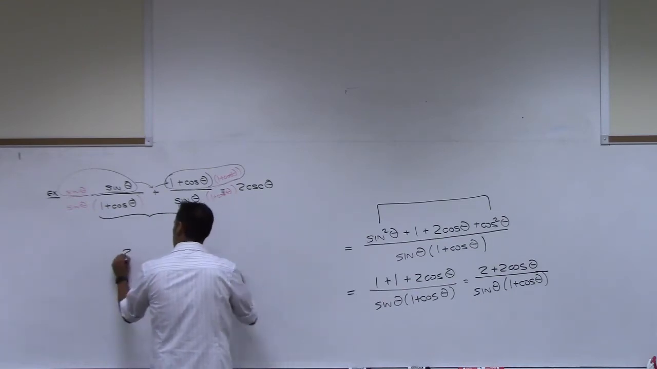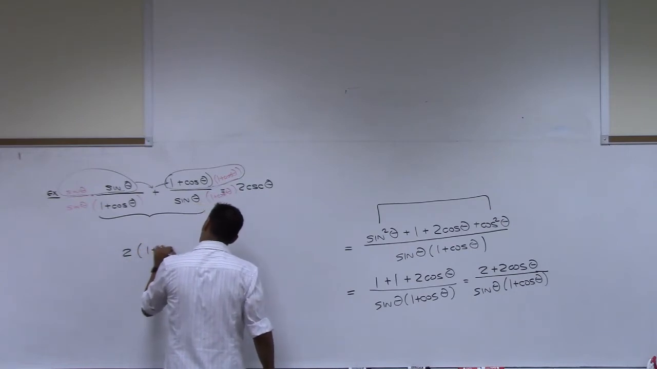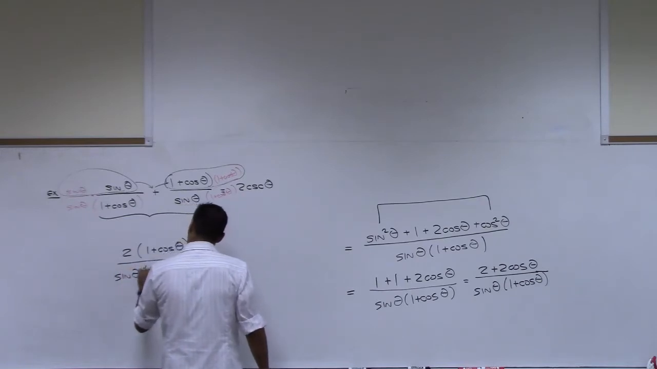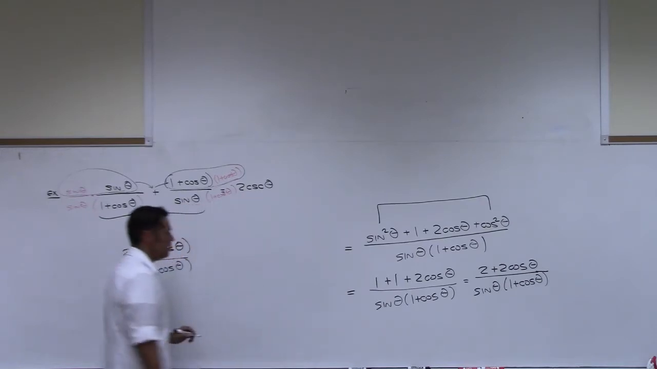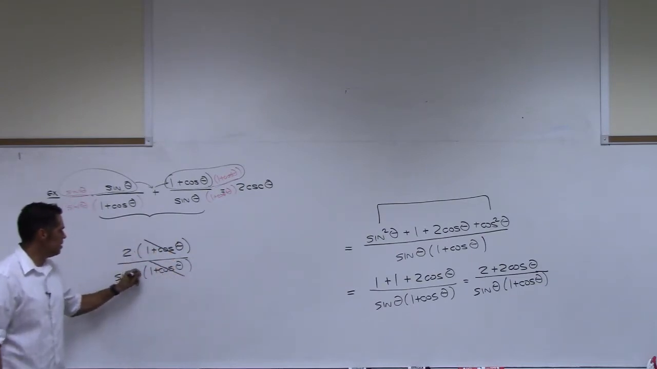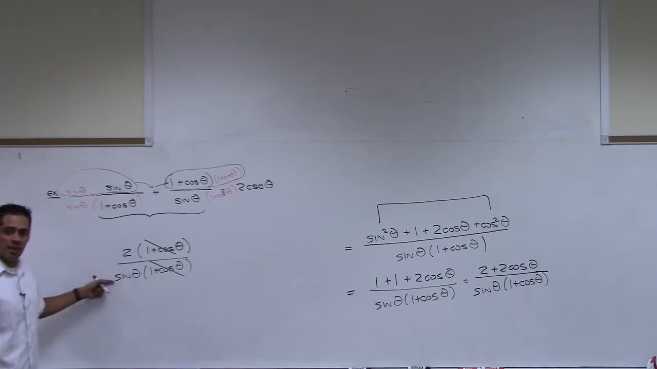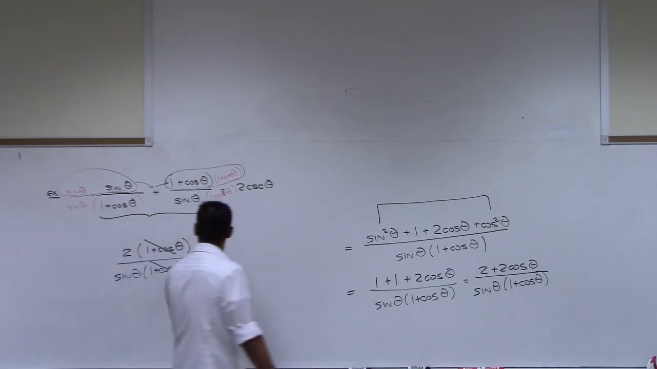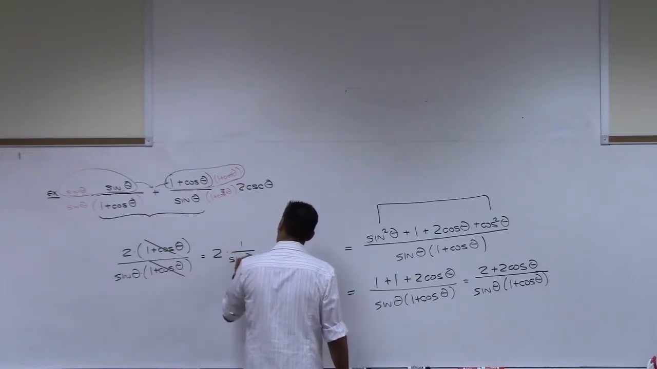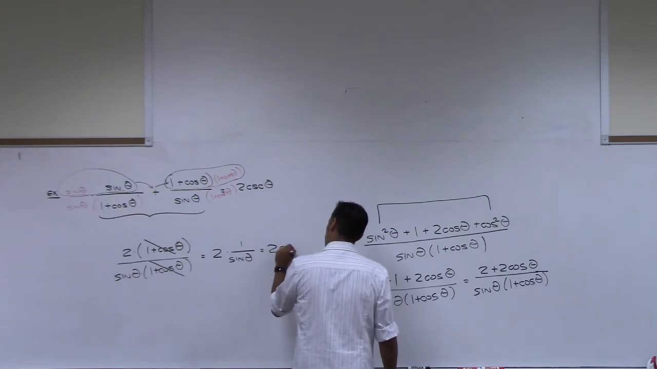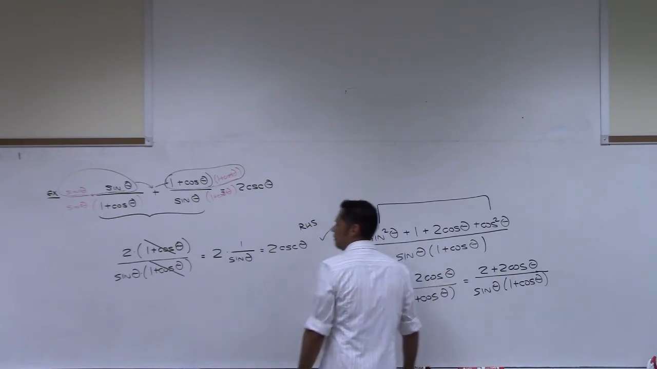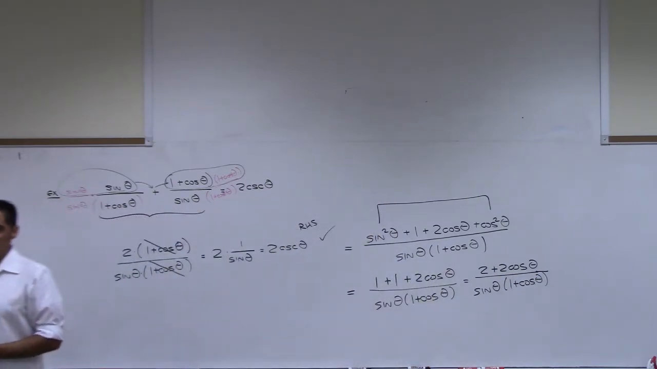So we have the 2 comes out on top. We have 1 plus cosine theta. And then on the bottom, we have sine theta and then 1 plus cosine theta. These factors cancel because there's multiplication there. We have 2 over sine, which is 2 cosecant theta. I'll write it like this. It's 2 times 1 over sine, which is 2 cosecant theta, which is the right-hand side. Check.